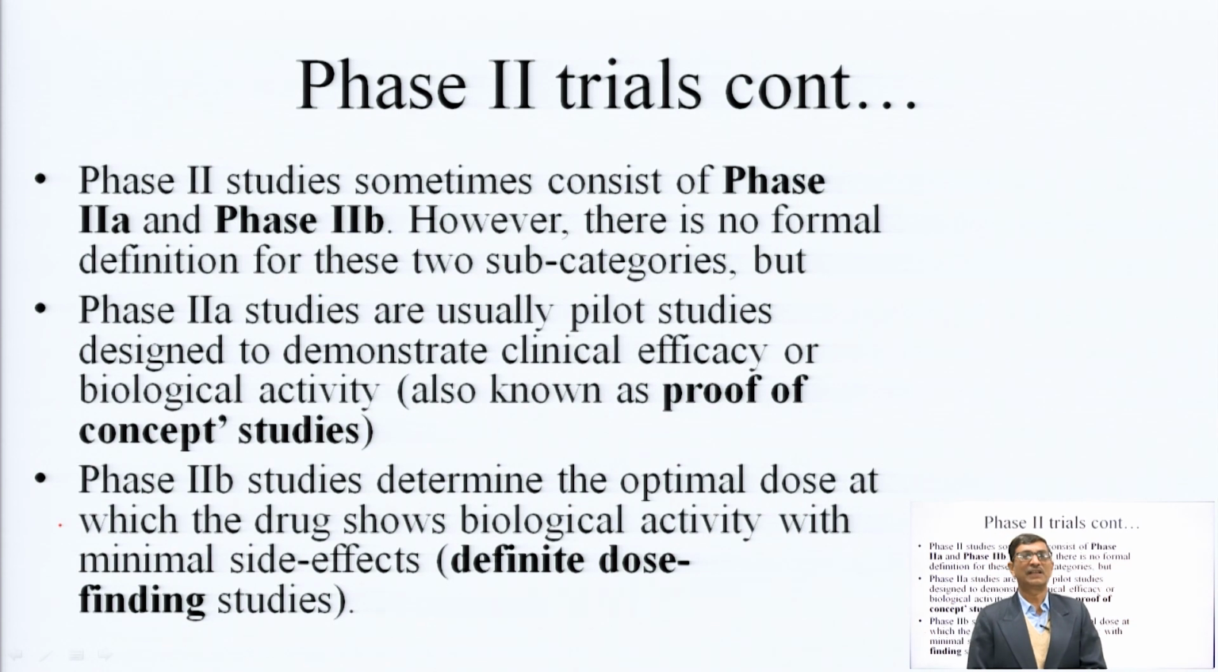And the phase 2B study determines the optimal dose at which the drug shows biological activity with minimum side effects. That means definitive dose-finding studies. So, in phase 2 we determine the optimal dose at which the drug shows biological activity with minimum side effects. We want to find maximum output with minimum side effects.